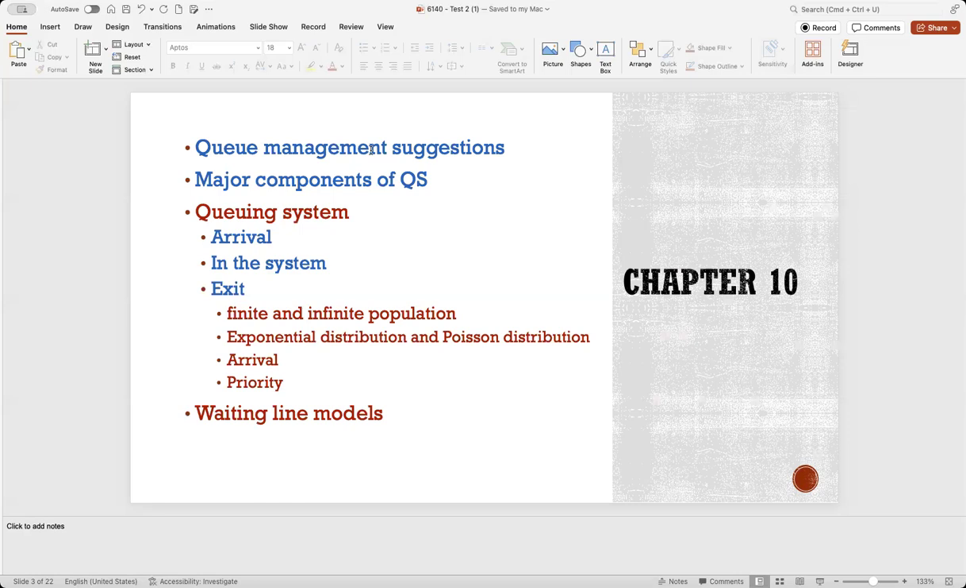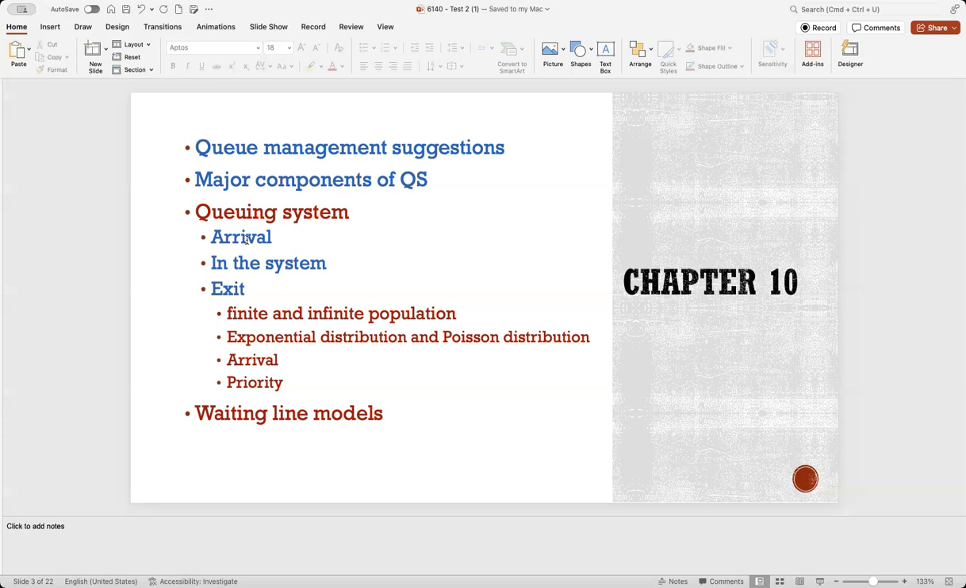Then the second part is about the major components of a queue system. And we have 3. We have the source of population, the system, and others. So this is what I divided them into, those 3. We have arrival, which means we talk about the source of populations. We also talk about the distribution of the arrivals, the patterns, and priority rules and others.